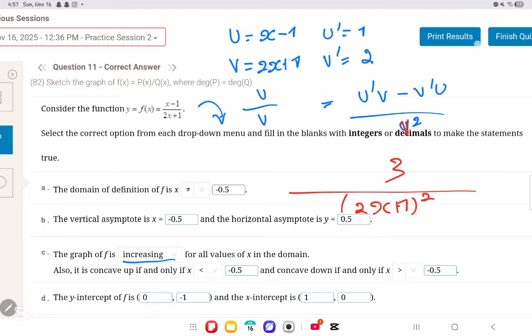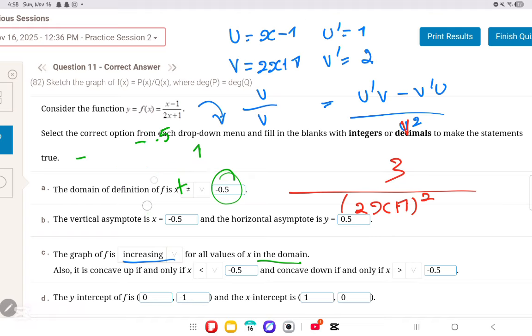Now, what do I do? If I continue reading, they said in the domain. What is my domain? My domain excludes minus 0.5, right? So I will choose minus 0.5 to be my root. I'll choose a number less and a number greater, for example, minus 1 and 1. If I substitute minus 1, what will happen? 3 over 2 times minus 1 plus 1 squared. I will get a positive answer. And if I substitute 1, I will also get a positive answer. If I get a positive answer on both sides, that means for sure it's increasing all the time.